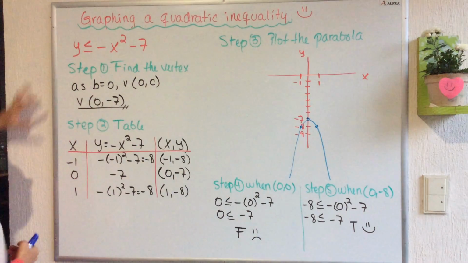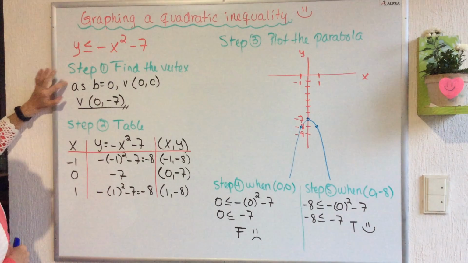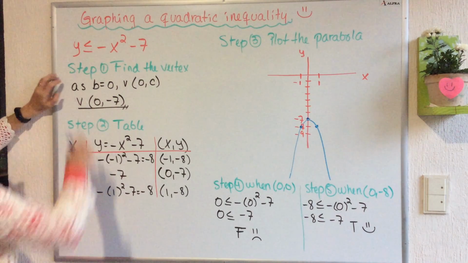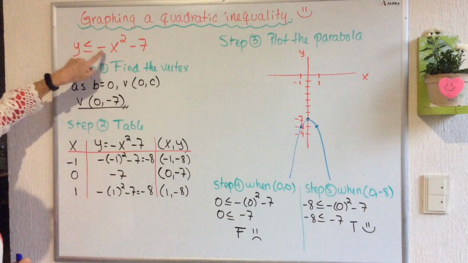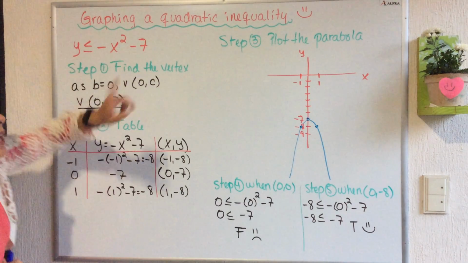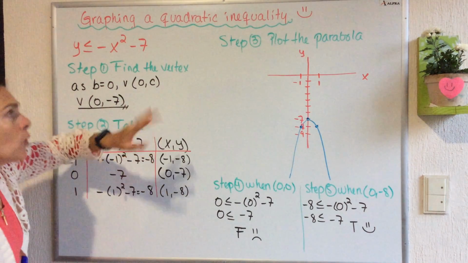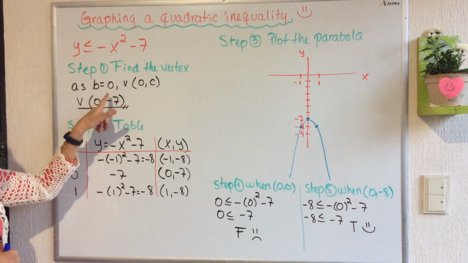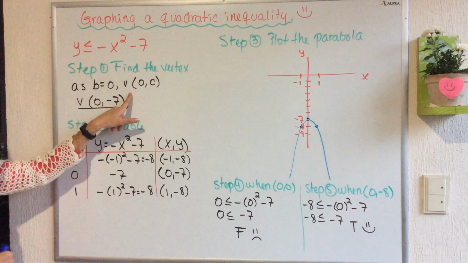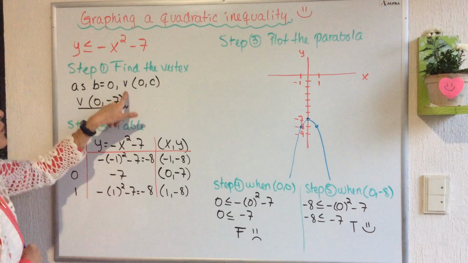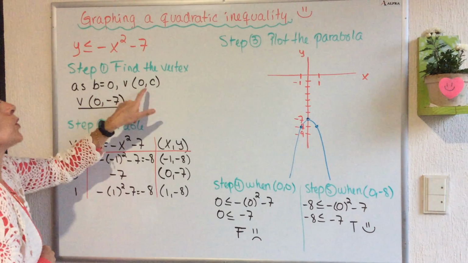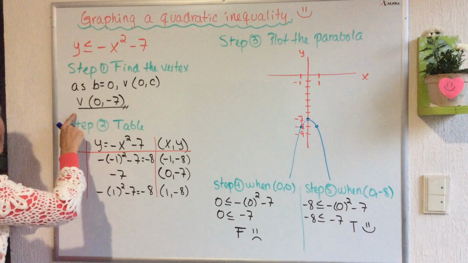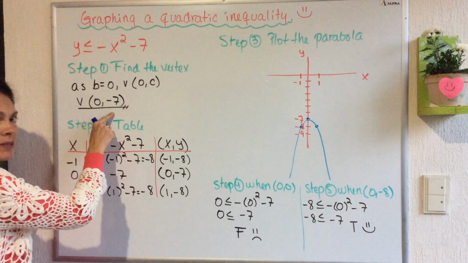So, step number 1, dear students, we have to find the vertex. How? As we always do. In this case, a equals minus 1. We have no b, so b equals 0, and c equals minus 7. So, as b equals 0, we can use the rule, remember? If b equals 0, the vertex is going to be 0, c, the value of c. So, in this case, the vertex is 0, minus 7.